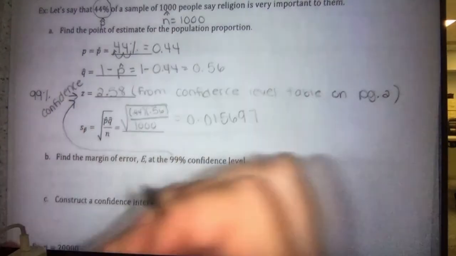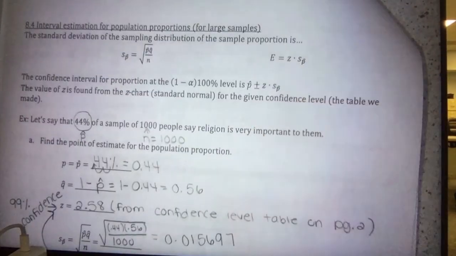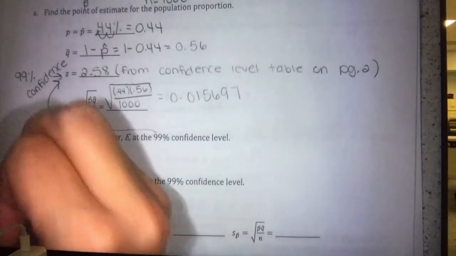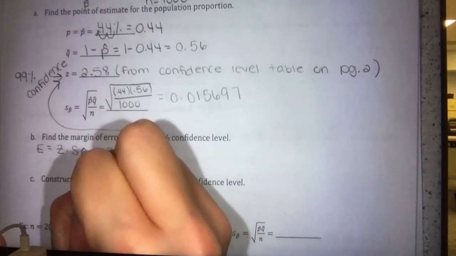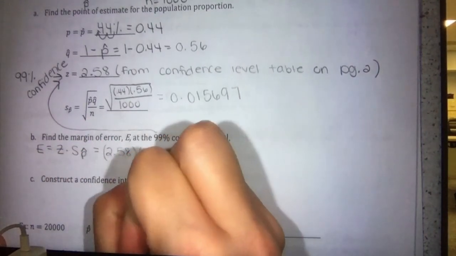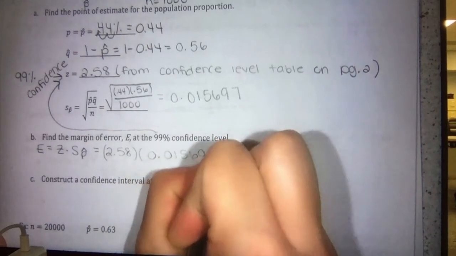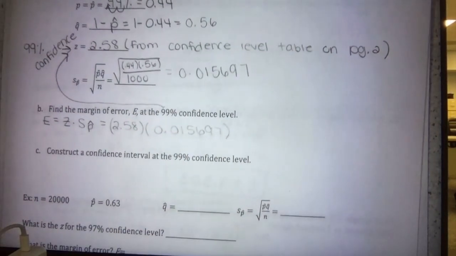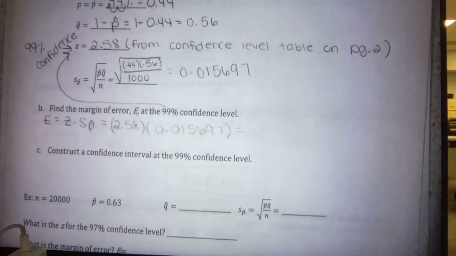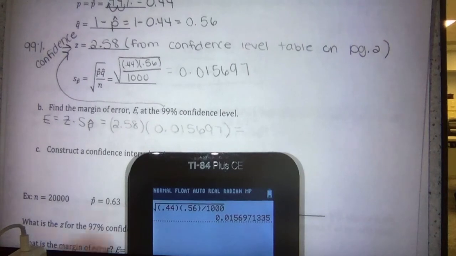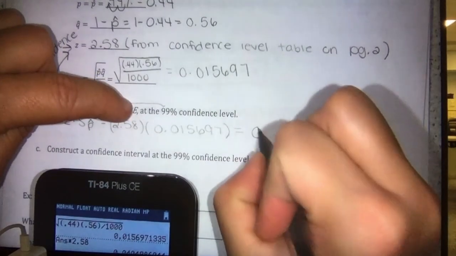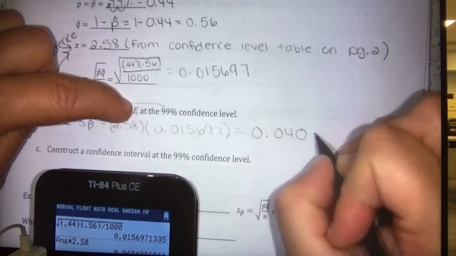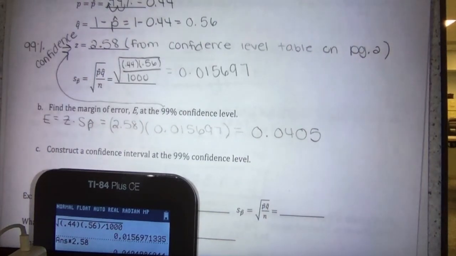So we know our error from up here is z times our sampling standard deviation, which we already found. So E is z times S sub p hat. Z was 2.58 times 0.015697. I already have this S sub p hat in my calculator, so I just want to multiply that times 2.58, so that way there's no rounding, I don't have to plug it back in. We get 0.04049, which is going to round up to 5. So we found our error.